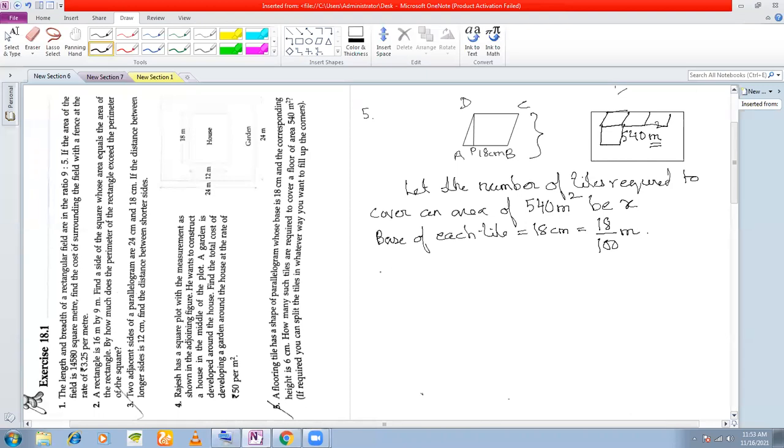And what is the height of each tile? This height is given to you as 6 centimeters, right? So 6 centimeters, which you convert to meters, will give you 6 by 100 meters. Keep it as a fraction. So what is the area of each tile?